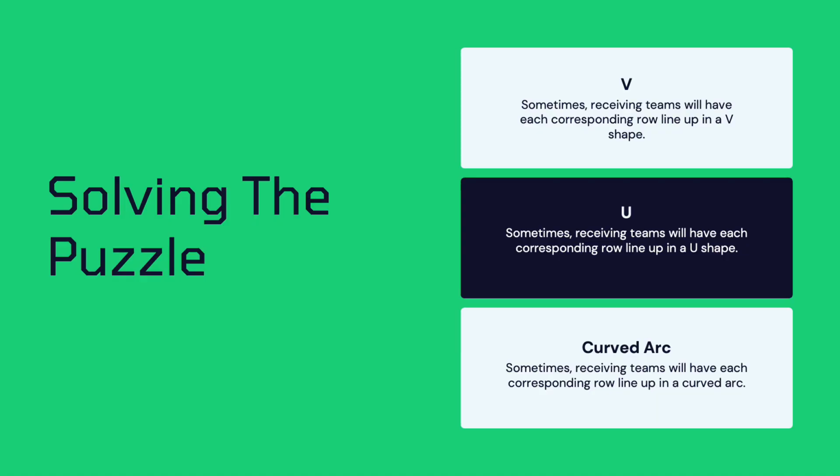Sometimes receiving teams will line up each corresponding row in the V shape. Sometimes the V will be a natural V that we're used to writing in main script. Sometimes the V will be upside down. Sometimes receiving teams will have each corresponding row line up in a U shape. The U may be standard or the U may be upside down. Sometimes receiving teams will have each corresponding row lined up in a sort of curved arc. And we'll point that out as we go further in this training presentation.